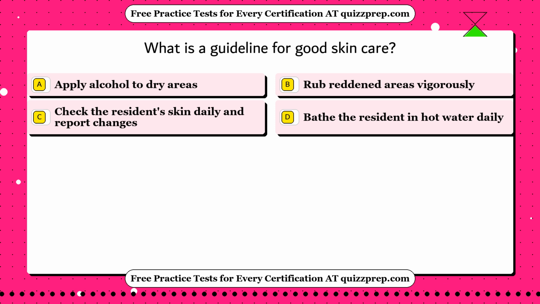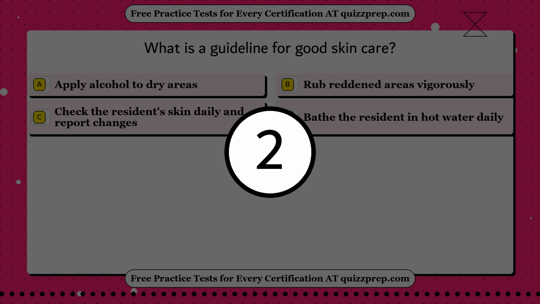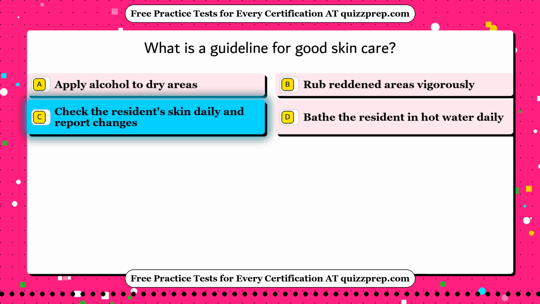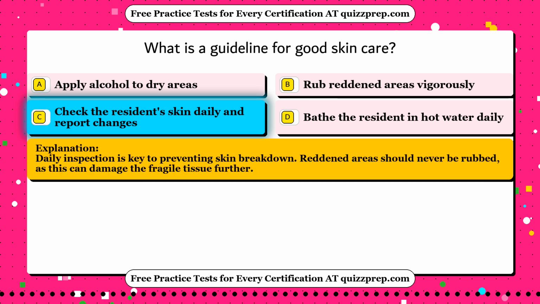Question 29. What is a guideline for good skin care? Option A, apply alcohol to dry areas. Option B, rub reddened areas vigorously. Option C, check the resident's skin daily and report changes. Option D, bathe the resident in hot water daily. The correct answer is Option C. Check the resident's skin daily and report changes. Daily inspection is key to preventing skin breakdown. Reddened areas should never be rubbed, as this can damage the fragile tissue further.